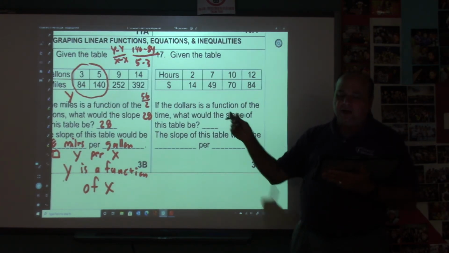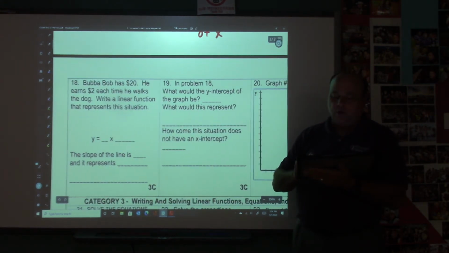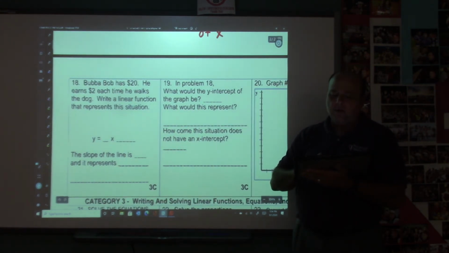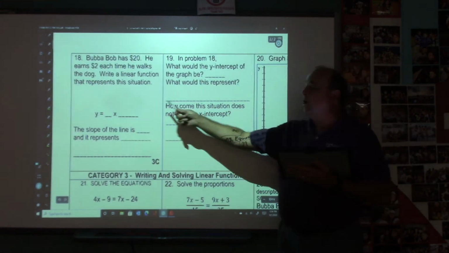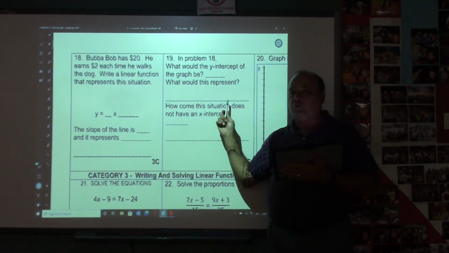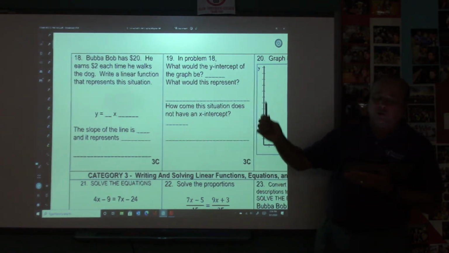Okay, same thing on this one. This is the same problem. I'm not going to do it over. Now we're going to do 18, 19, and 20. These are really important problems. This will be on almost every STAR review you get this fall. So 18, 19, and 20 are huge, okay?